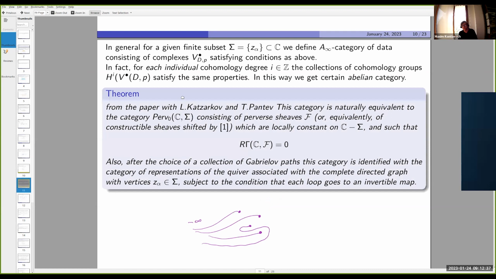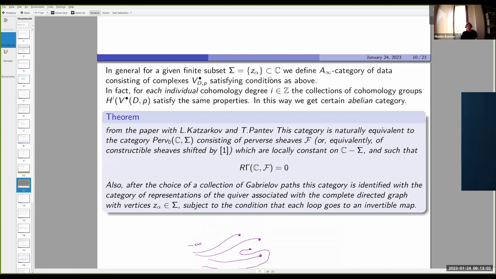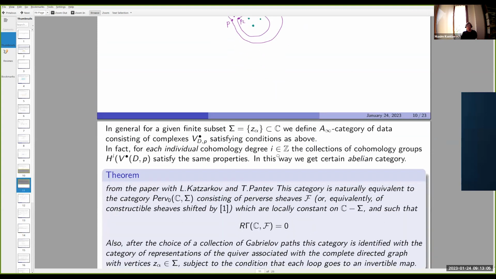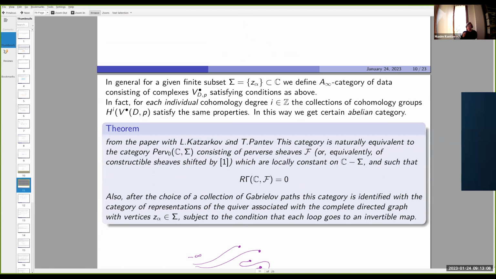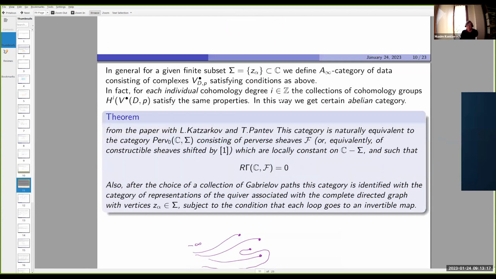So in general, one can consider some infinity category of such data, complexes satisfying these gluing conditions as above. What is really remarkable here is that, not for infinity but for abelian categories, if we consider an individual degree of cohomology, then we get just local systems of abelian groups on the space of parameters. The disk has a point on the boundary, such that the boundary avoids critical values, and this gluing data for three disks as above satisfies the same properties. So we get an abelian category.